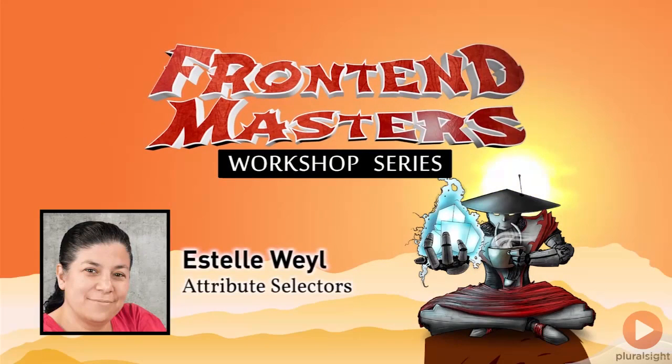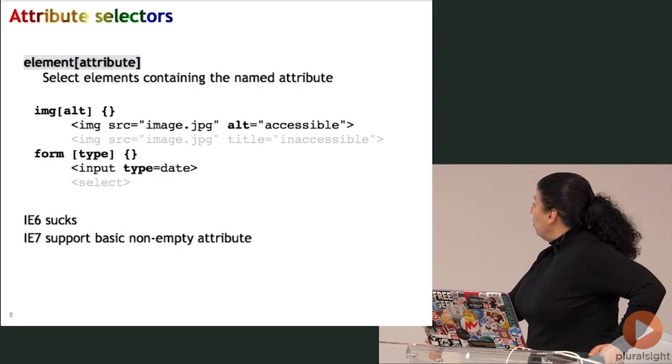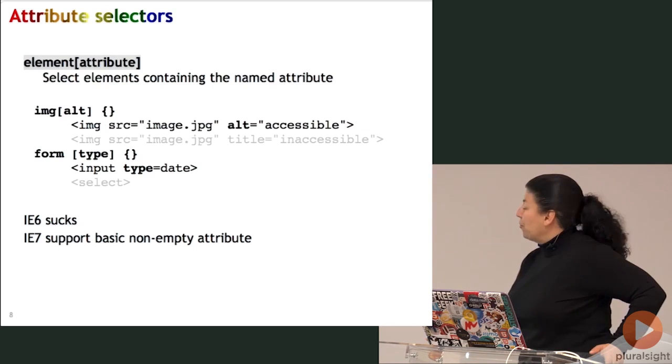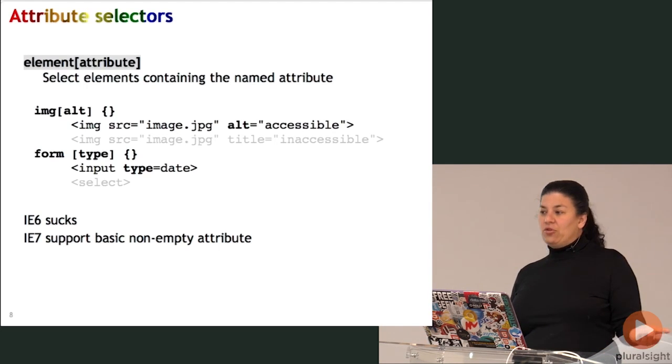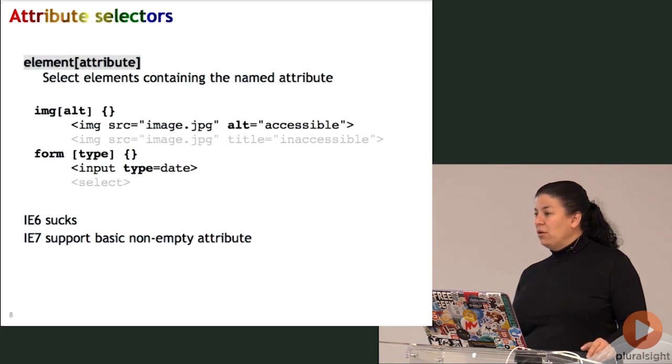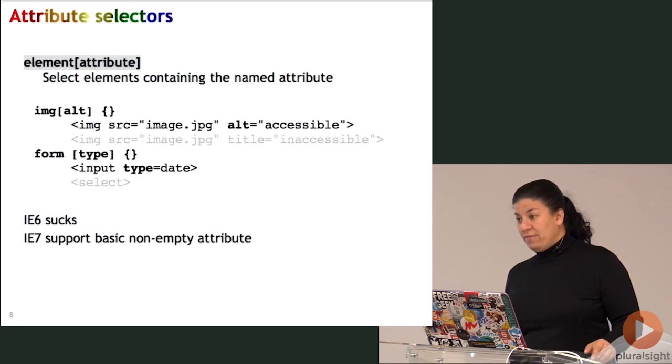Let's get on to the powerful stuff. Attribute selectors. Most of you probably know this, but we're going to go into it anyway. When you put an element on a page, like an input, every input has an attribute, because you can't have an input without the type attribute. You can't have a link, or you shouldn't have a link, without the href attribute.